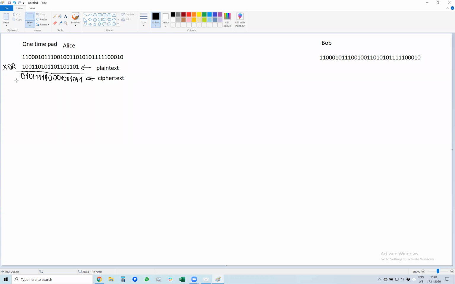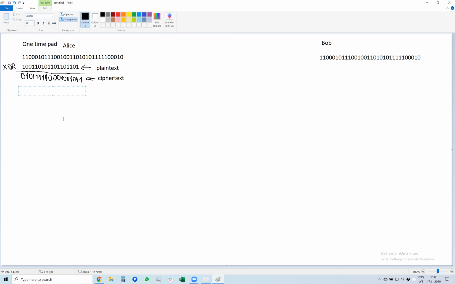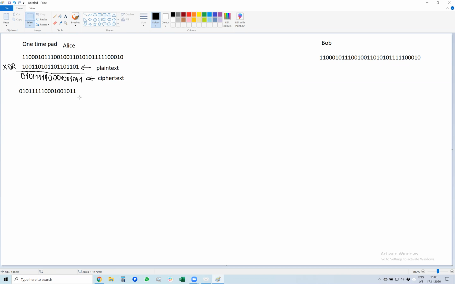Okay, so she takes this ciphertext and sends it to Bob. Actually, I could write it in a more beautiful way: 0, 1, 0, 1, 1, 1, 1, 1, 0, 0, 0, 1, 0, 0, 1, 0, 1, 1. And XOR has this wonderful property that it doesn't matter in what order you perform the XOR.